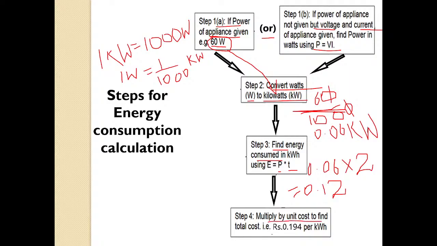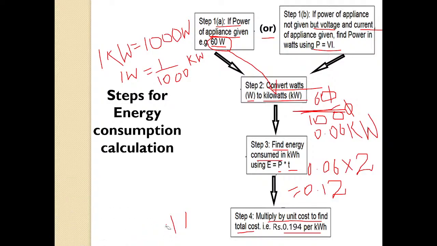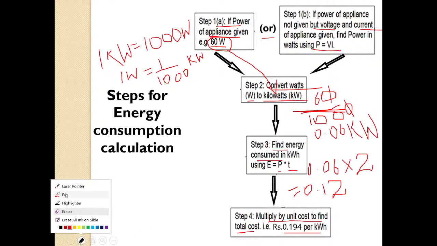Now, in order to determine the total cost, if the per unit cost of your electrical energy consumption is 0.194 per kilowatt hour, then you just multiply 0.12 with 0.194.